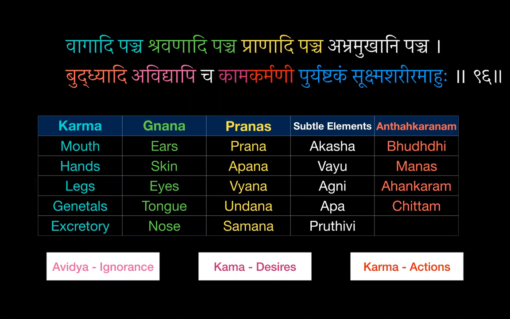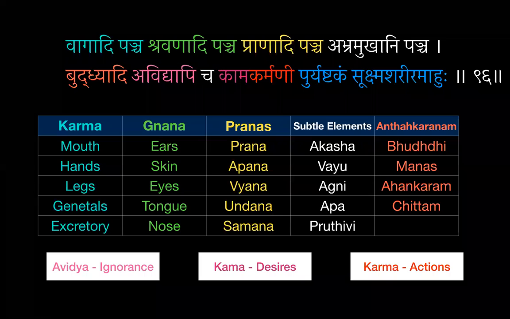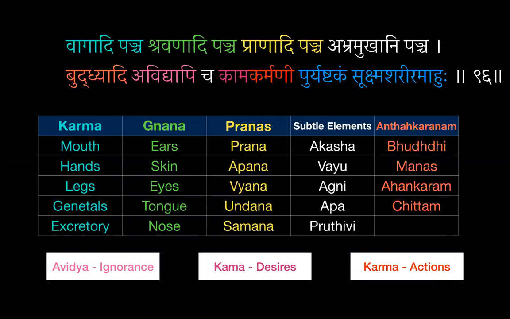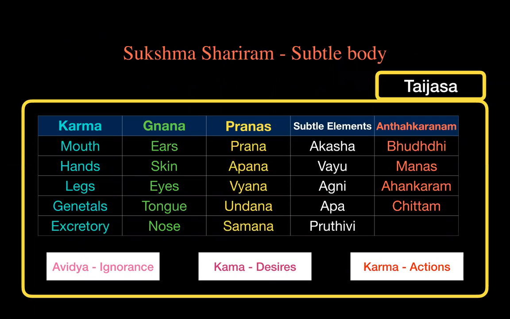So vagadi pancha, shravanadi pancha, pranadi pancha, abhramukani pancha, buddhyadi 5, avidya 6, kama 7, karma 8. Buddhyadi avidya kama karmani Puryashtakam Sukshma Shariram Ahuhu. All these put together is called your Sukshma Sharira, says Adi Shankaracharya. And this Sukshma Sharira is technically called Taijasa.